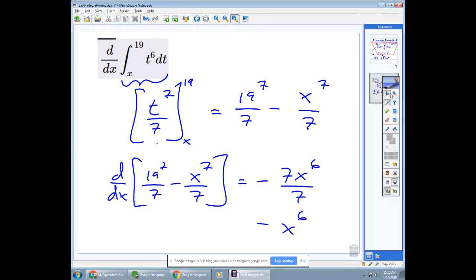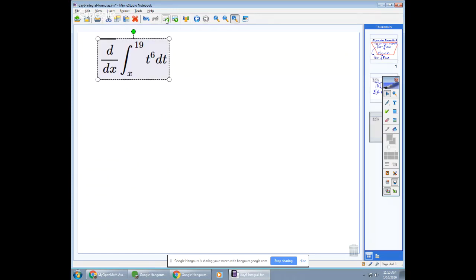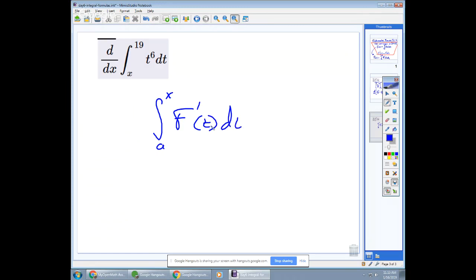So bring this to the screen. New page. Okay, fundamental theorem part 1 says that if you have the integral from some number a to x of some derivative, then the answer is f of x, whatever function you took the derivative of. So the integral and the derivative cancel each other out, essentially. This is a slightly different version of the fundamental theorem part 1.